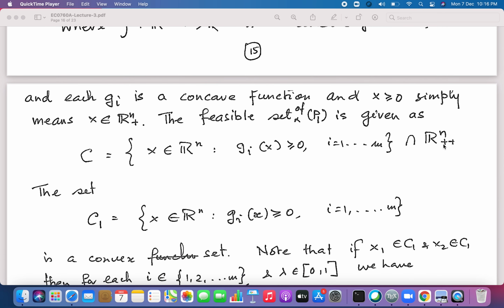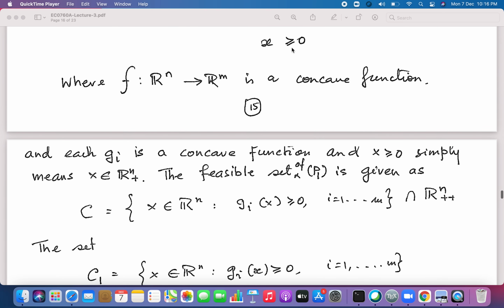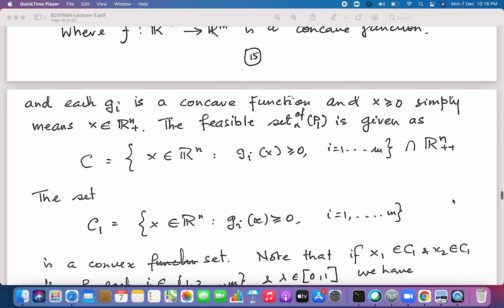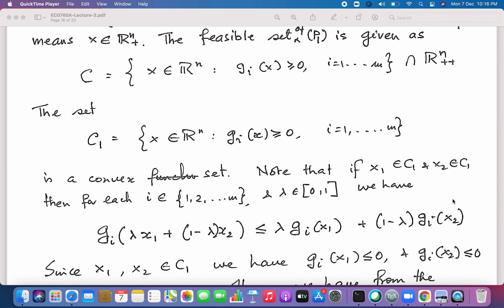So there is a mistake here. It's not R^n_++, it is R^n_+, because x is greater than or equal to 0, not strictly greater than 0. Strictly greater than 0 means all the components are strictly greater than 0. Here's a small mistake. It should be R^n_+ and not R^n_++. The set C1, as I told you, can be given like this. Of course, you can prove that to be a convex set.